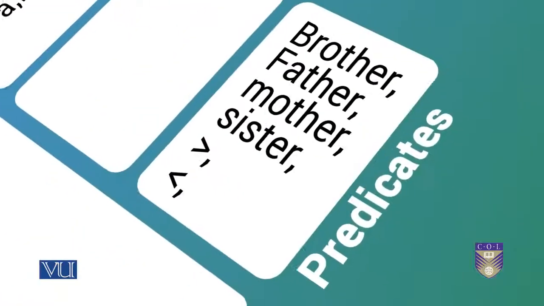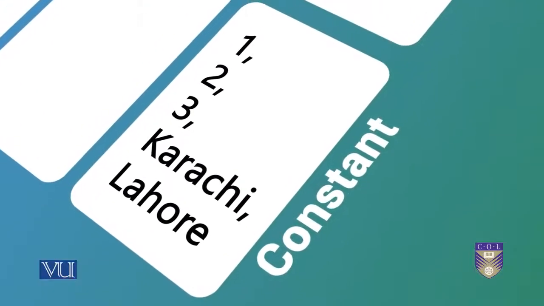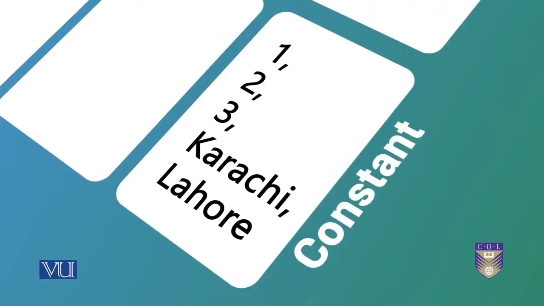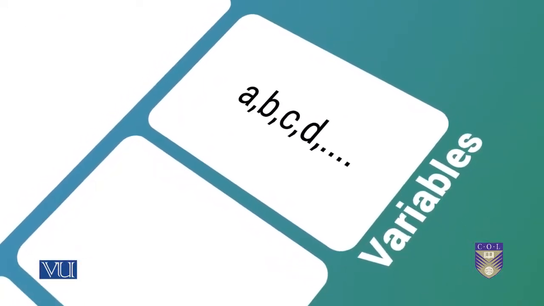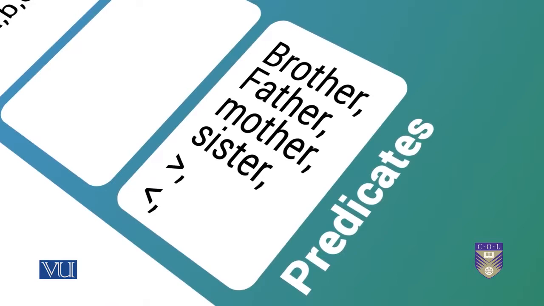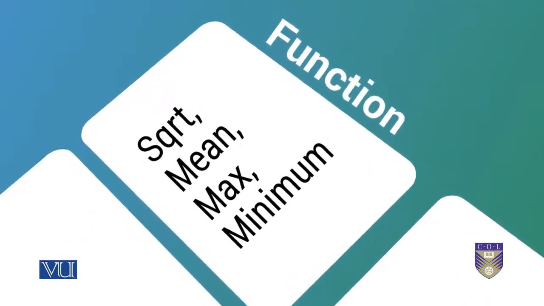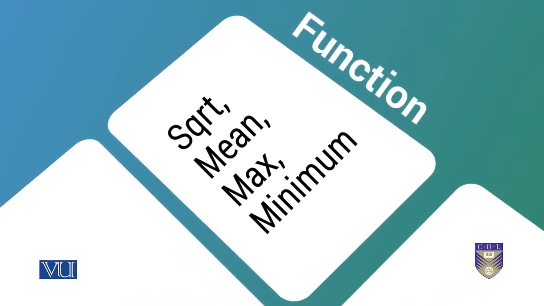So some basic elements of first order logic. There are several options available to us. We can represent constants like numbers 1, 2, 3. We can have names of cities, Karachi, Lahore. We could have names. These will be treated as constants. Then we have provision for defining variables, small letters, a, b, c, d, e, f, and so forth. We have the provision of defining predicates, right? Like brother, father, mother, sister, greater than, less than. And then we have functions also, square root, mean, max, minimum, and so forth.